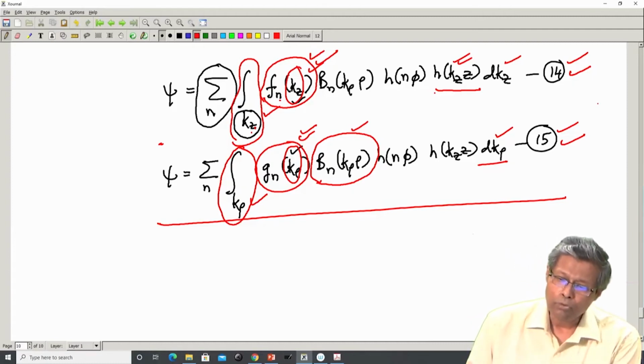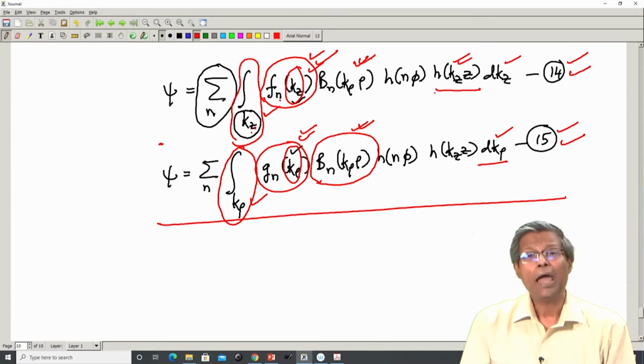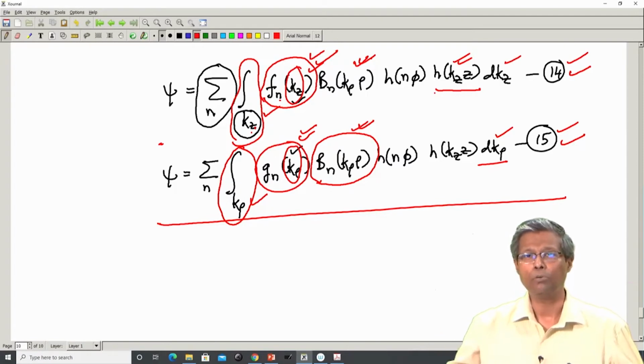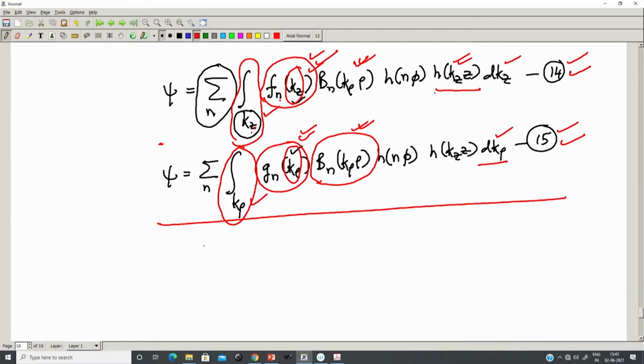Now, on the other hand, we are going to focus on the nature of bn(k rho) and when to use the different forms of bn(k rho). We already said that bn(k rho) can have 4 distinct forms: Jn, Nn, Hn1 and Hn2. So, if the field is finite at rho equal to 0, bn(k rho) should be Jn(k rho).